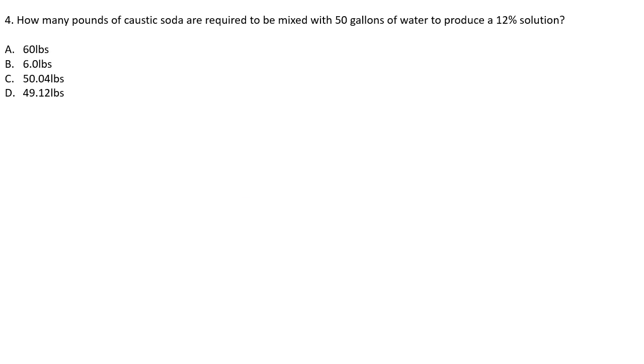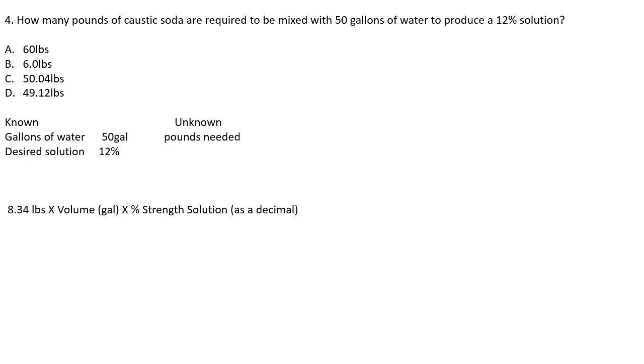All right, question 4. How many pounds of caustic soda are required to be mixed with 50 gallons of water to produce a 12% solution? Now, if you're here because you got the answer 6 and wondering why that's wrong, let's walk through it and I'll show you why. All right, let's start with knowns and unknowns. What you know is that you have 50 gallons of water. Your desired solution is 12%, and we're looking for how many pounds we need.